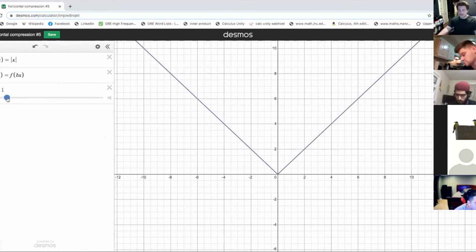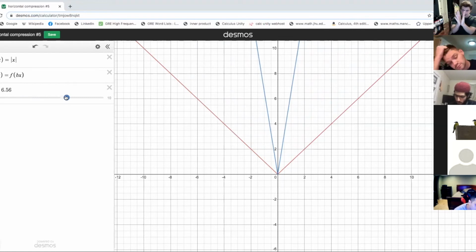So if b is greater than 1, we said it was a compression, which means it's going to get skinnier. And that's exactly what happens. Look at when I make b greater than 1. It actually does compress horizontally. This is a compression horizontally.